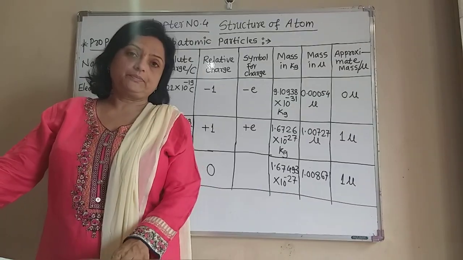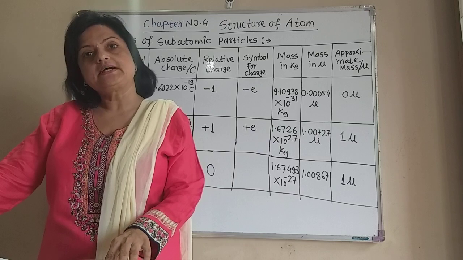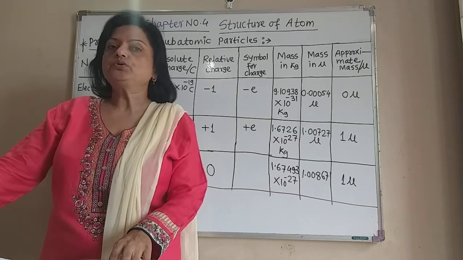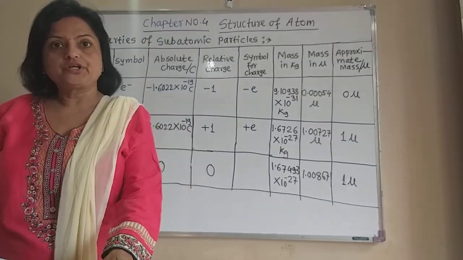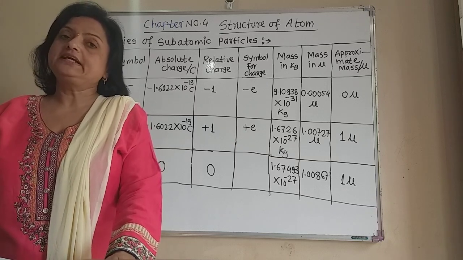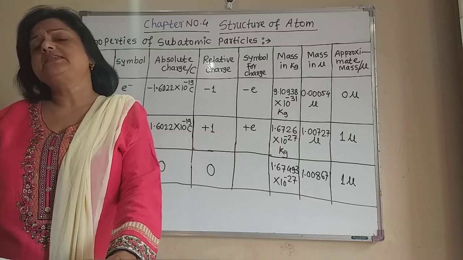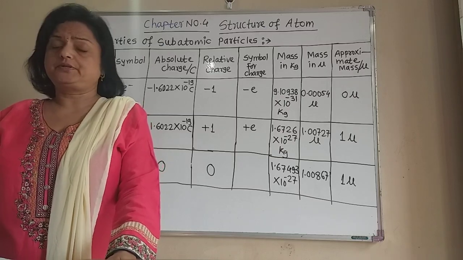Our first chapter, some basic concepts of chemistry, is completed. Now come to chapter number 4, structure of atom. This is linked to the first chapter, so we will see this first, and after that we will see the second and third chapter.